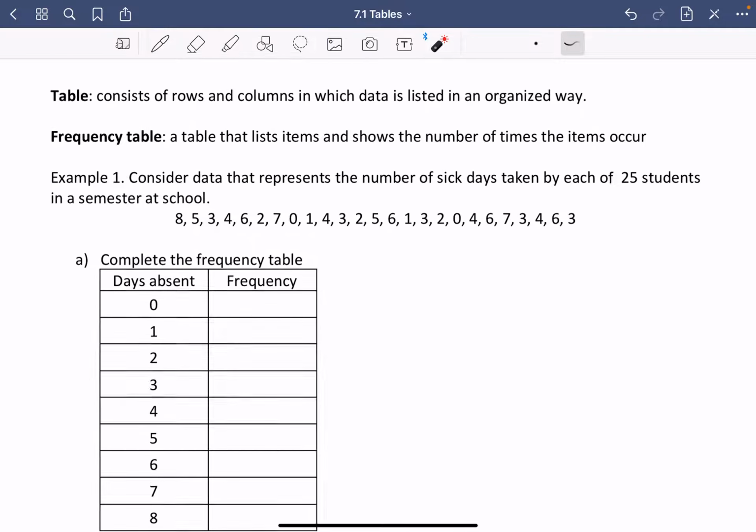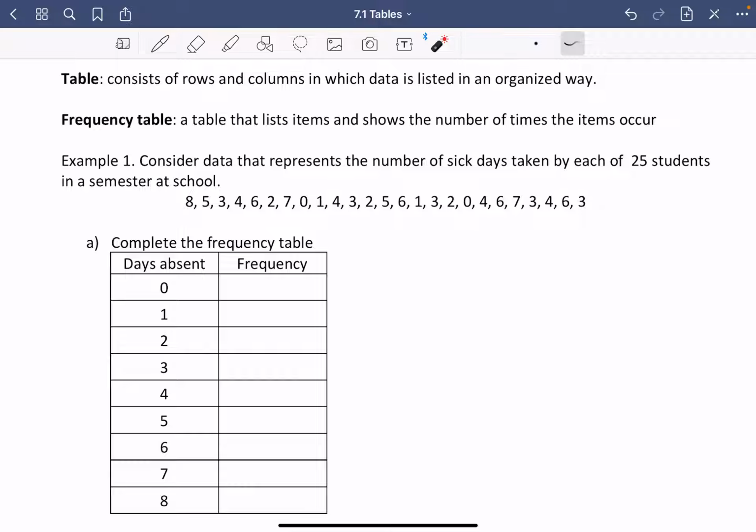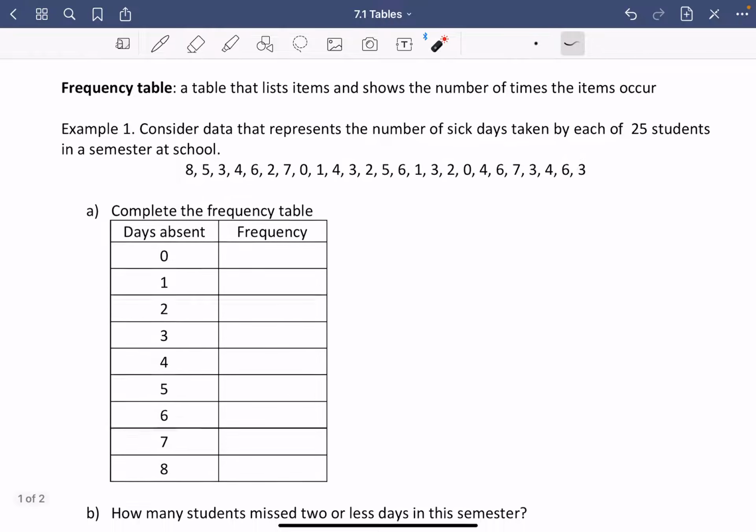Next one, frequency table. A frequency table is a table that lists items and shows the number of times that the item appears or the items occur. Okay, example number 1.